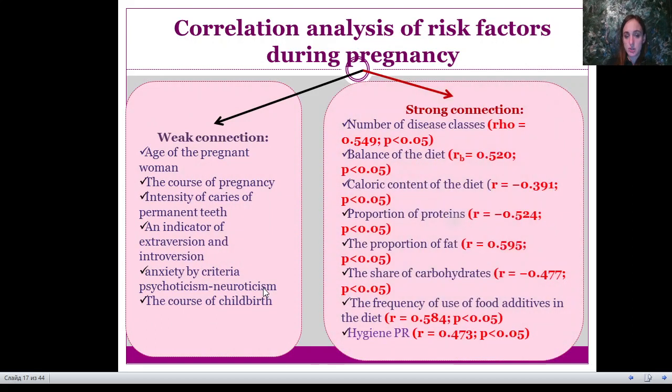And correlation, of course, weight connection, it's age. First of all, it's age of pregnant woman, and then the course of pregnancy, some intensity of carriers of pregnant woman, and of course, different criteria. And strong connection, look to this table, and you can see the number of diseases.